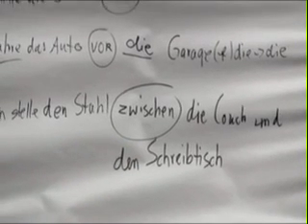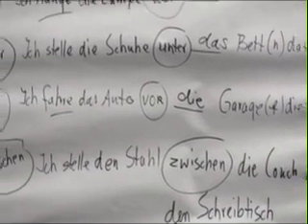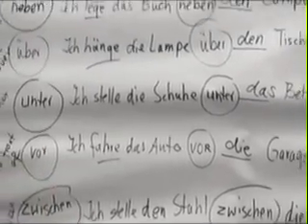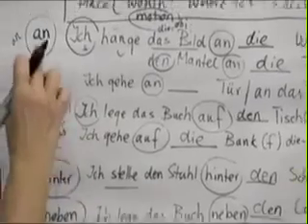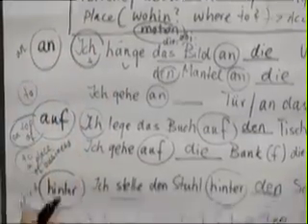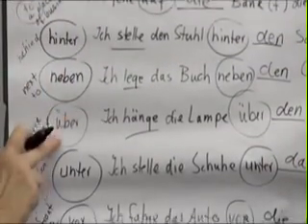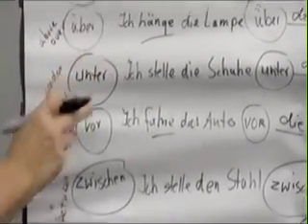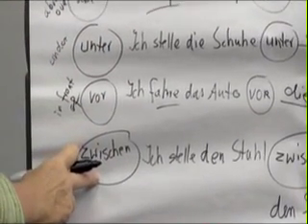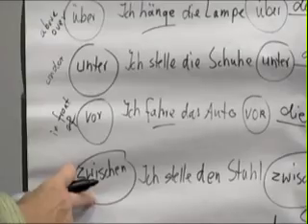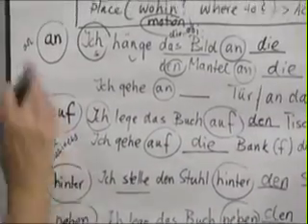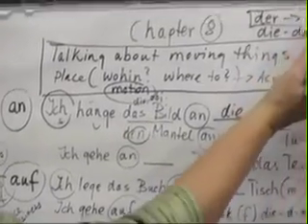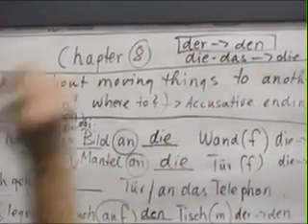So again, when you move things around from one place to another one, you use the accusative endings with these prepositions, and they are an, auf, hinter, neben, über, unter, vor, zwischen. And when we move things, then the accusative follows these prepositions, and the accusative meaning, the der changes to den, die and das remain the same.